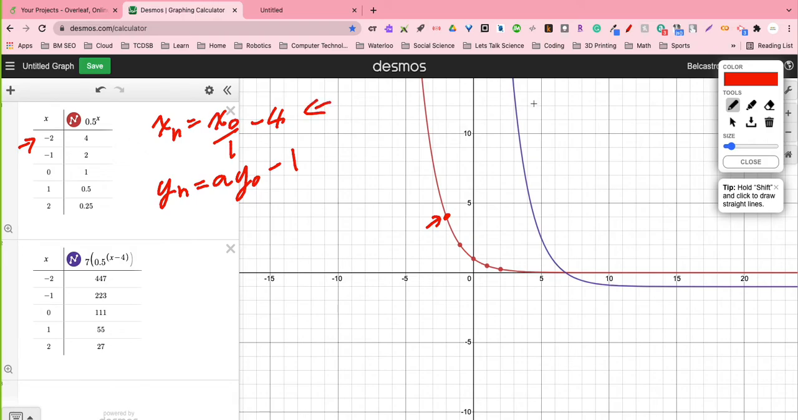So I'll kind of do it on the side here. The new x value is going to be equal to -2. So we replace the old x value with -2 divided by 1 minus 4. Really what this is going to be is -2 divided by 1 is just -2, and -2 subtract 4 will be -6. So this x value is actually way back at -6.